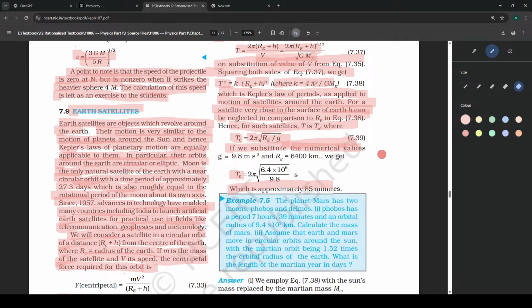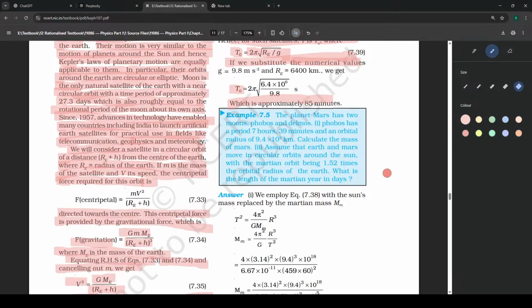That is for a satellite very close to Earth, meaning its height is very small compared to the radius of the Earth, which is 6,400 kilometers. And for such a satellite, the approximate time period is approximately 85 minutes. The Moon takes 27 days to revolve around Earth, whereas a satellite which is very close to Earth takes only 85 minutes. Very fast.